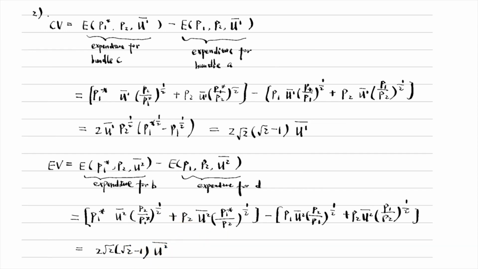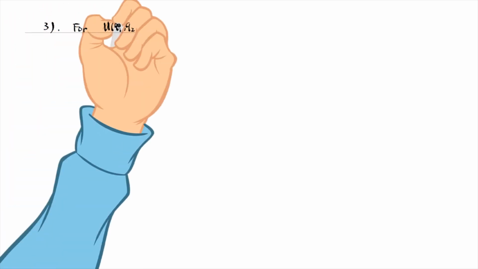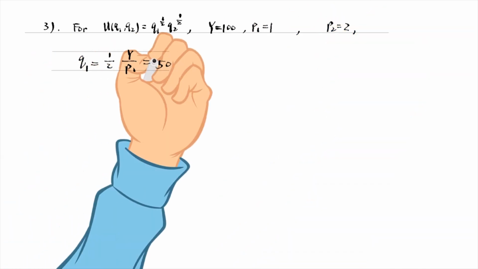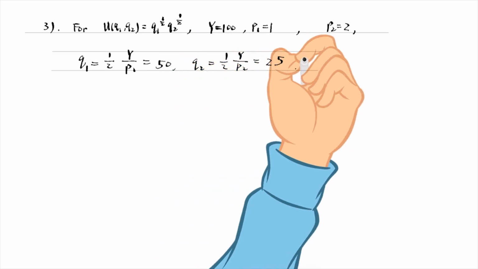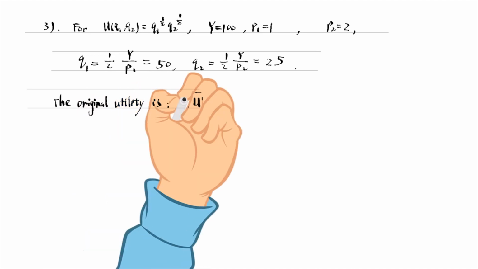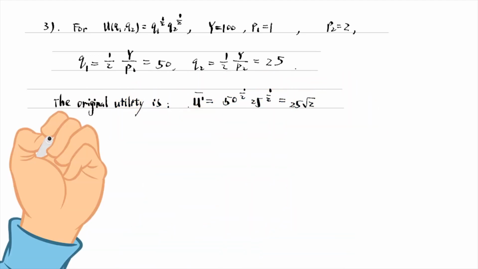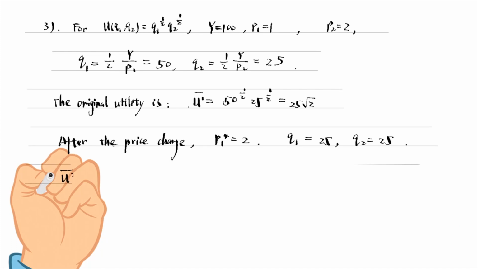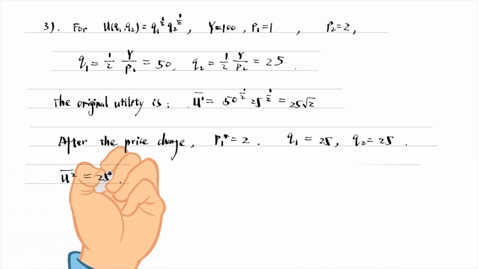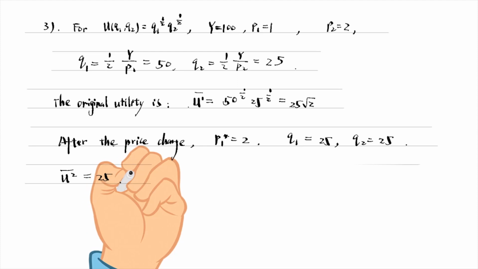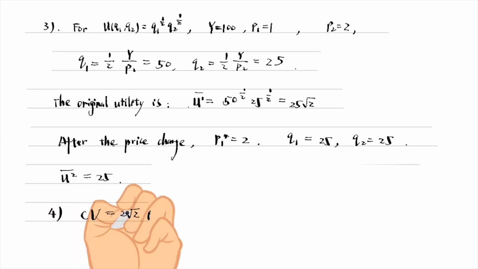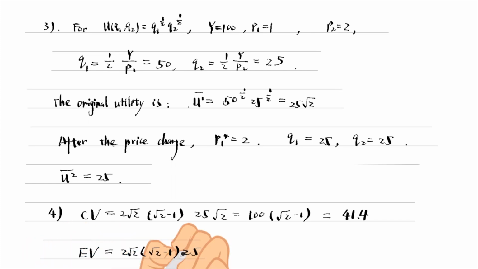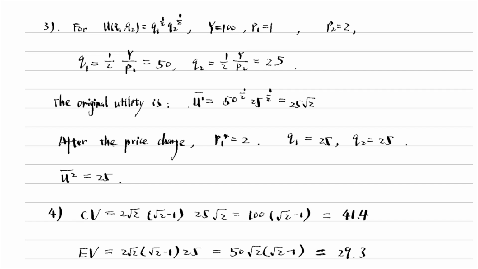The third step is to compute the utility levels. We can directly write down the uncompensated demand functions for a Cobb-Douglas utility function. For P1, P2, and Y, we can compute utility level U1 bar, which corresponds to the indifference curve I1. For P1 star, P2, and Y, we can compute the utility level U2 bar, which corresponds to the indifference curve I2. In the fourth step, using the utility levels, we have the compensating variation and the equivalent variation. They are 41.4 and 29.3, respectively.